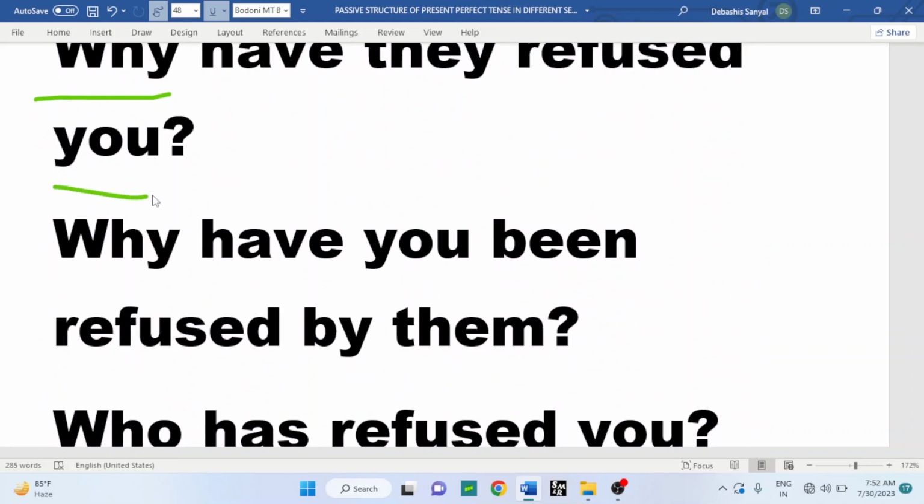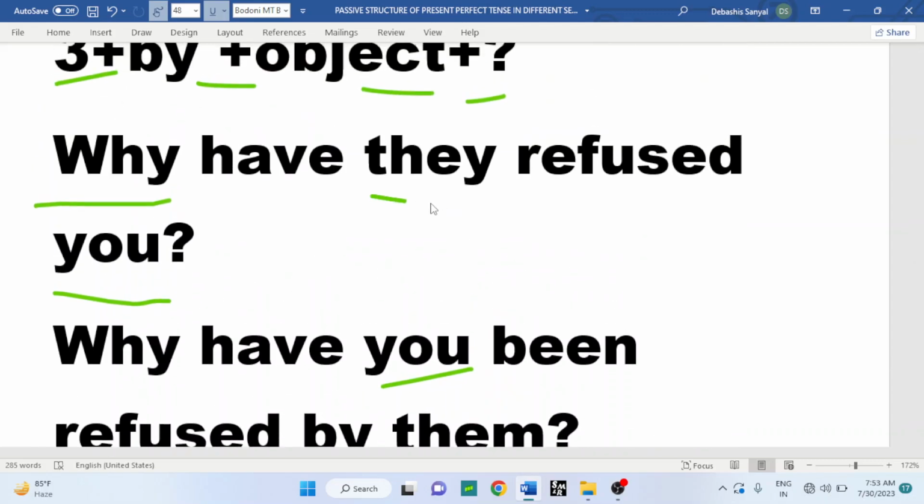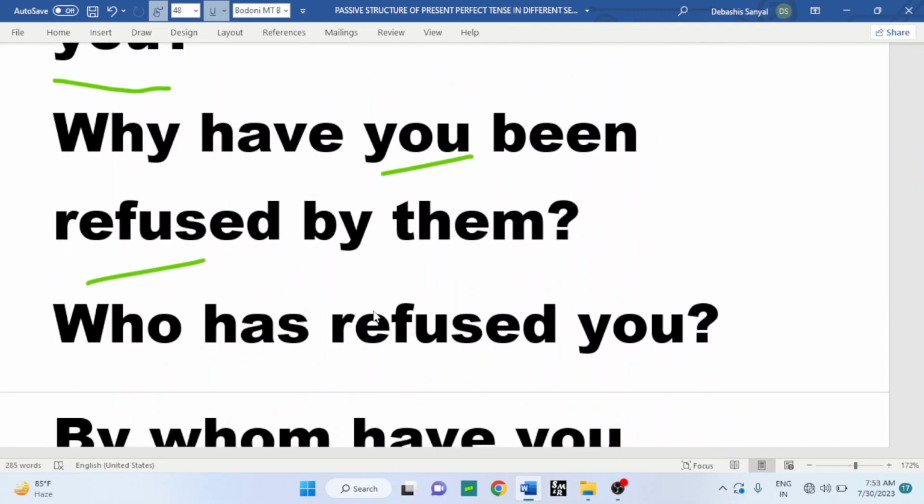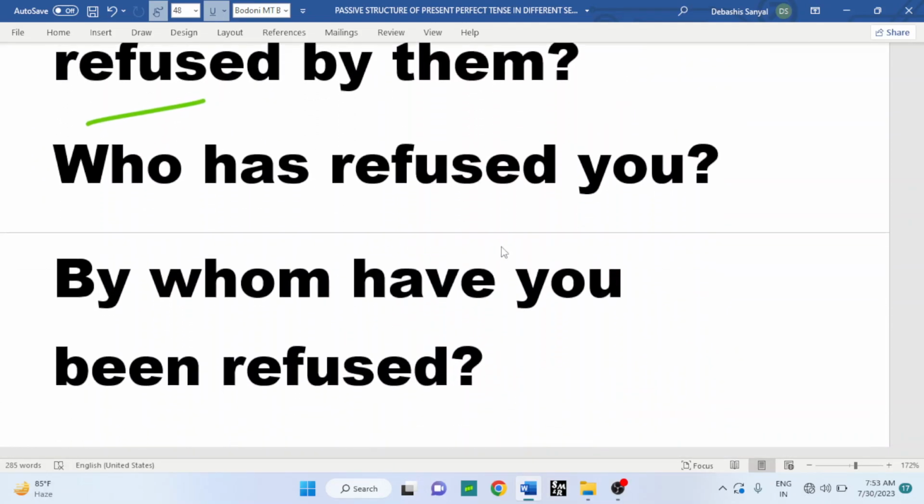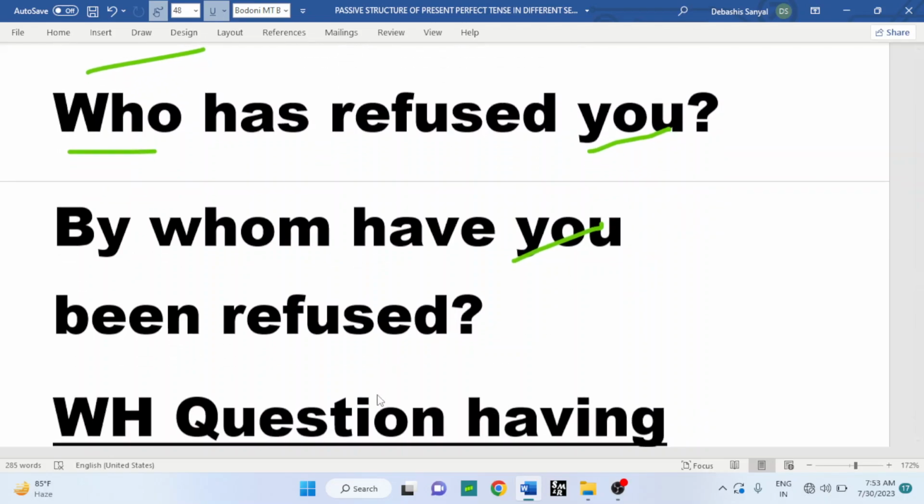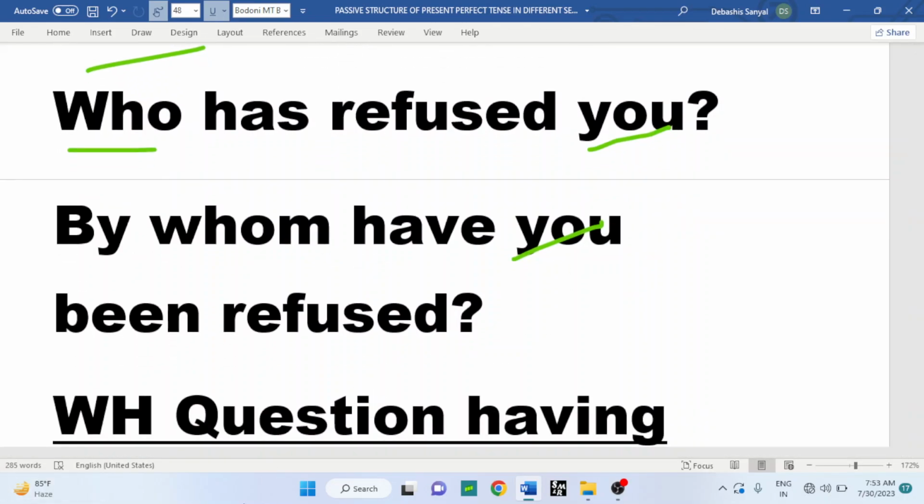You is the object here. Then it becomes the subject. Then: Why have you been refused by them? They becomes them. Who has refused you? Who always becomes by whom. Then: By whom have you been refused? Because you is the object there and it becomes the subject here. By whom have you been refused?